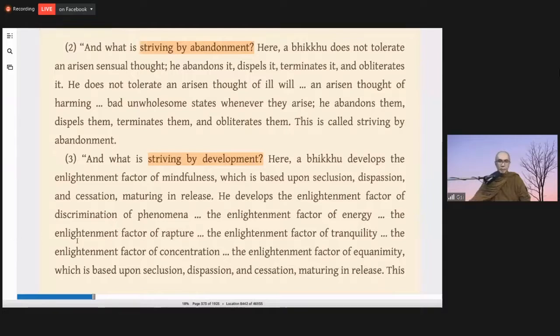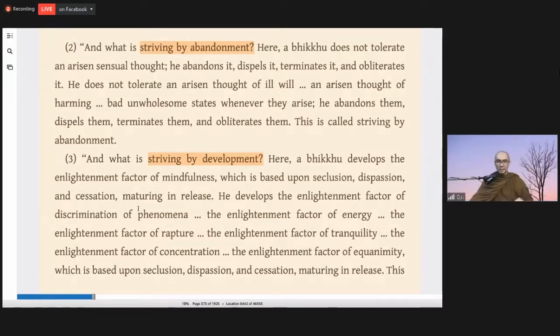Which is based upon seclusion, dispassion, cessation, and release. Here again, as I said just before, the seven factors of enlightenment are based upon seclusion, dispassion, cessation, maturing in release. All the seven factors of enlightenment are not for your everyday life. The Buddha mentioned this many times in different places: based upon seclusion, dispassion, cessation, maturing in release.